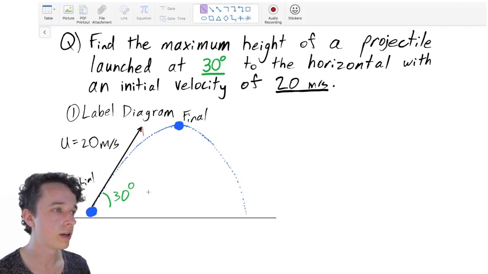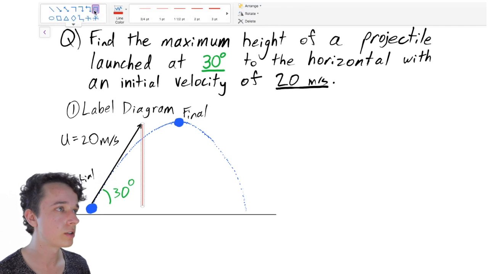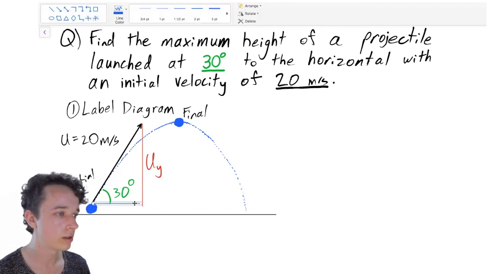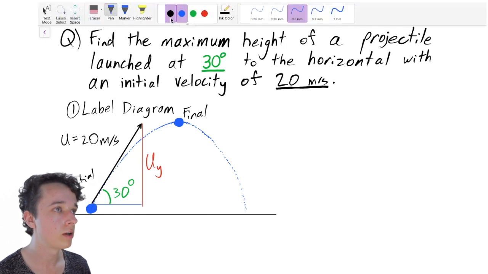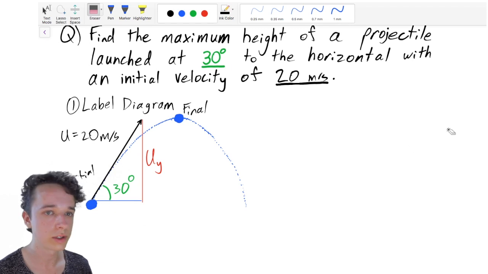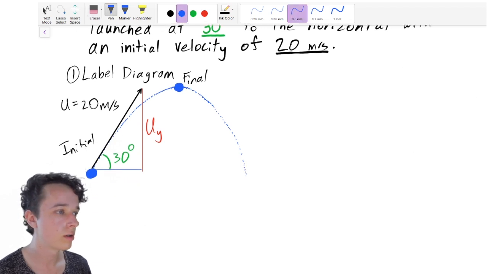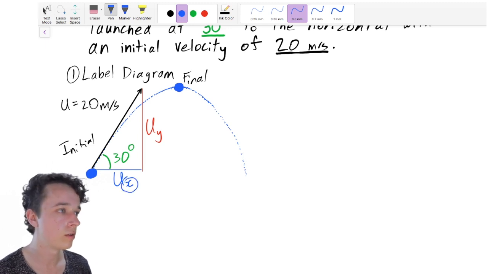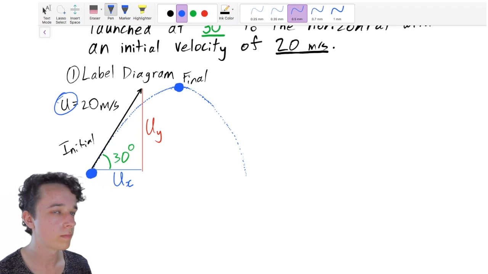Next, we need to break the vector into its components. So this component here would be U of Y, the Y component of the initial velocity U. And this would be this component here, the horizontal component. We would call this U of X. I might just erase this thing at the bottom here so I can draw U of X easier. This component would be labeled U of X, being the X component of the initial velocity given here.